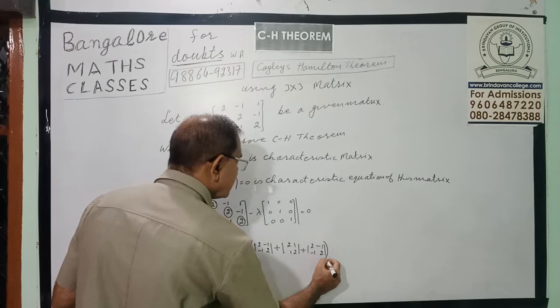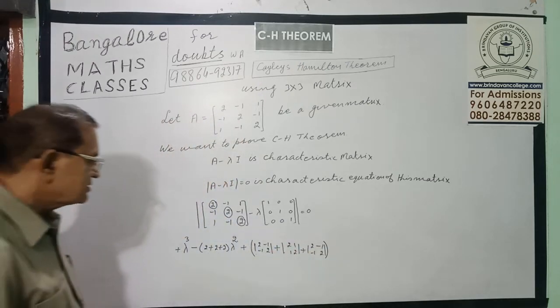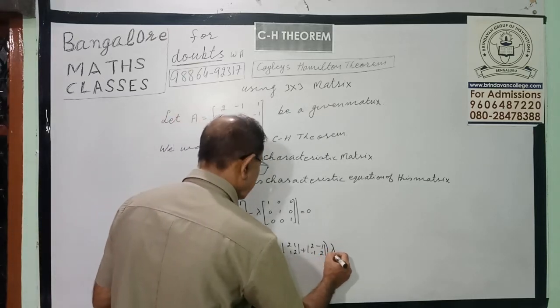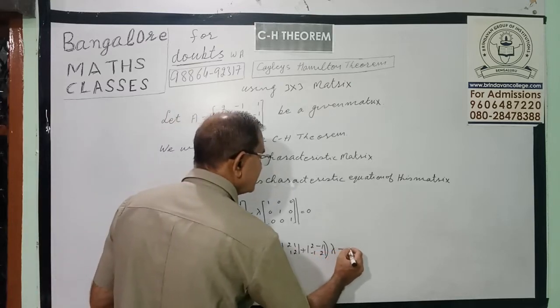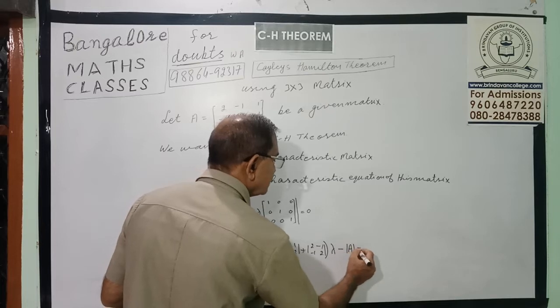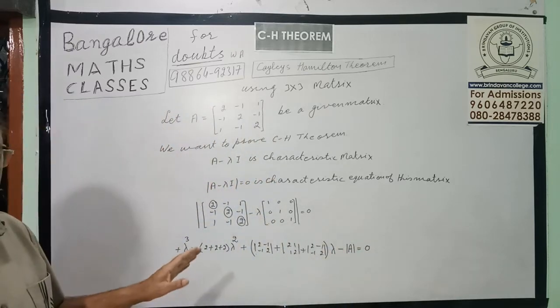So like that you have to add the minors of the diagonals: lambda cube, lambda square, then lambda, with signs plus, minus, plus, and now minus the determinant of A equals 0. So directly you can write it.